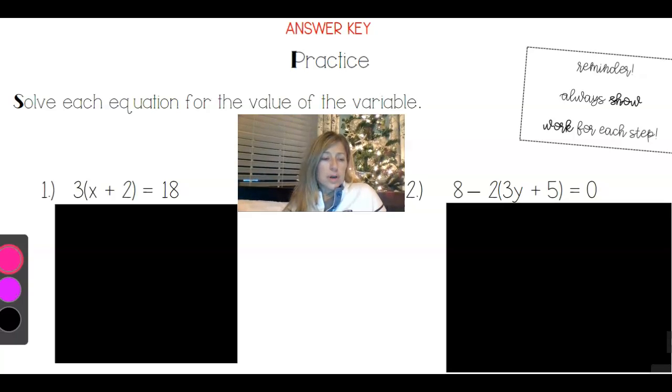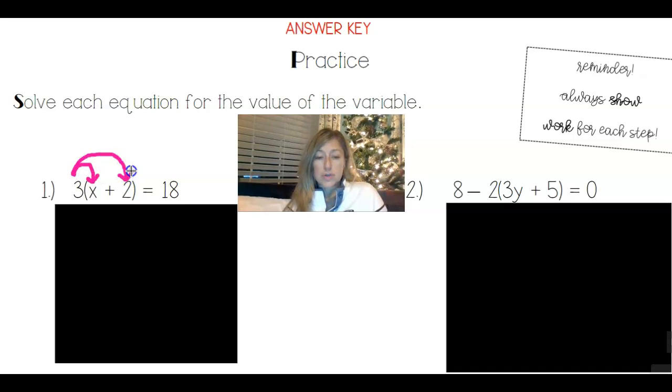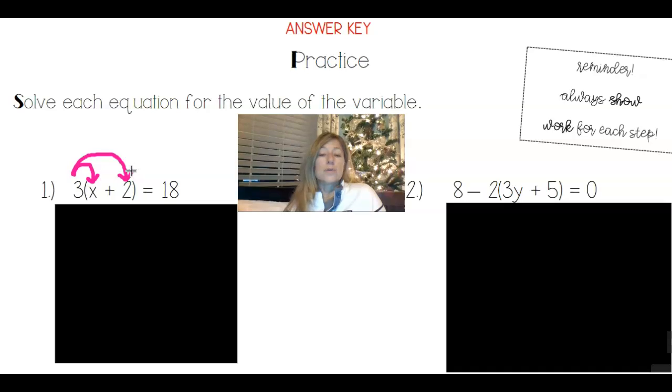This is the distributive property, right? Because I have a number outside of the parentheses. So I'm going to multiply 3 times x, and then I'm going to multiply 3 times 2. And I always use the arrows, not because you mathematically need to, but because otherwise I'll forget to multiply everything in the parentheses.